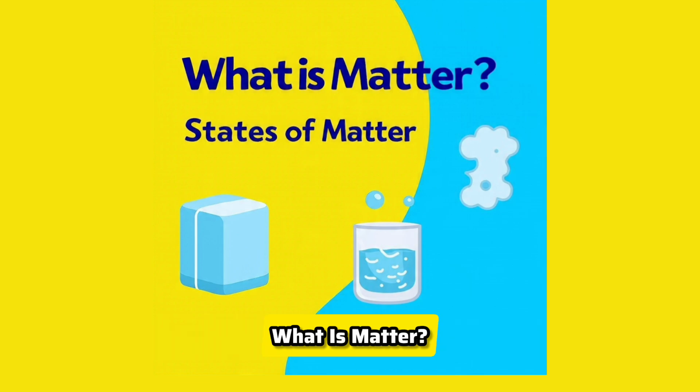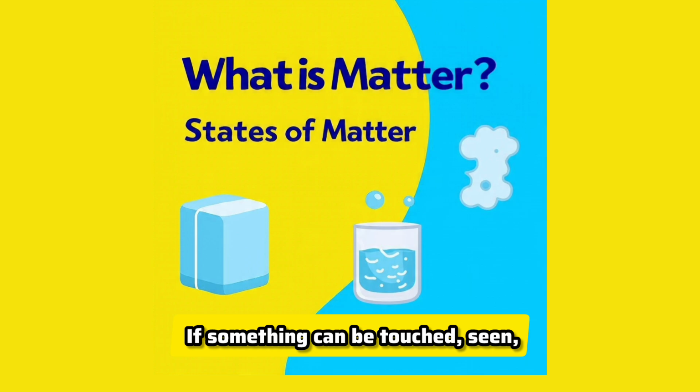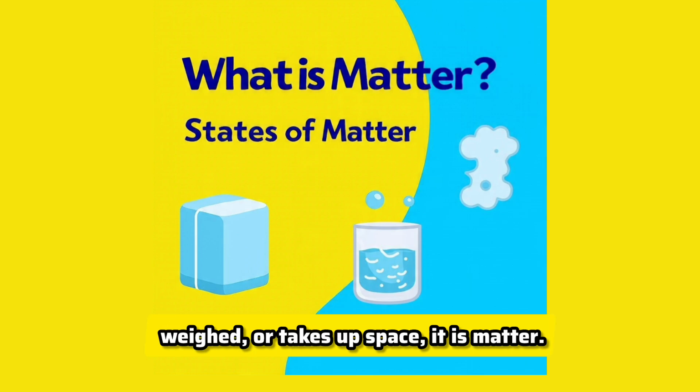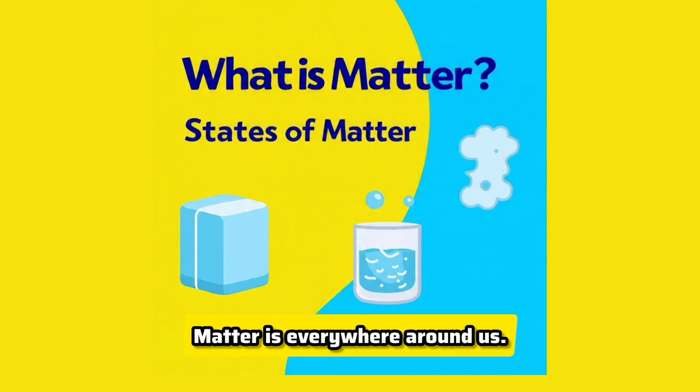What is matter? In simple words, matter is anything that has mass and occupies space. If something can be touched, seen, weighed, or takes up space, it is matter. The desk you sit on, the water you drink, the air you breathe, and even your own body are all made of matter. Matter is everywhere around us.